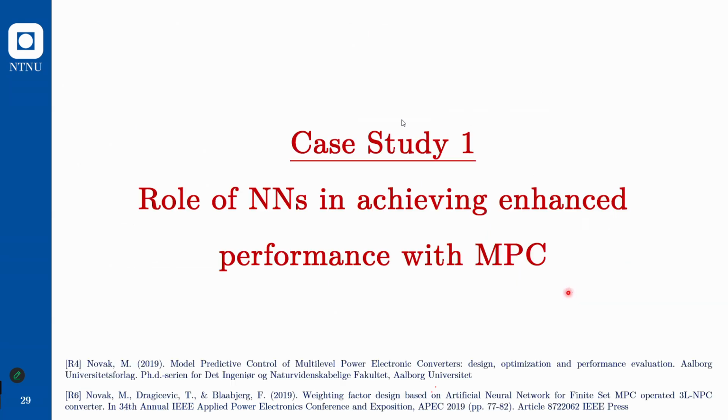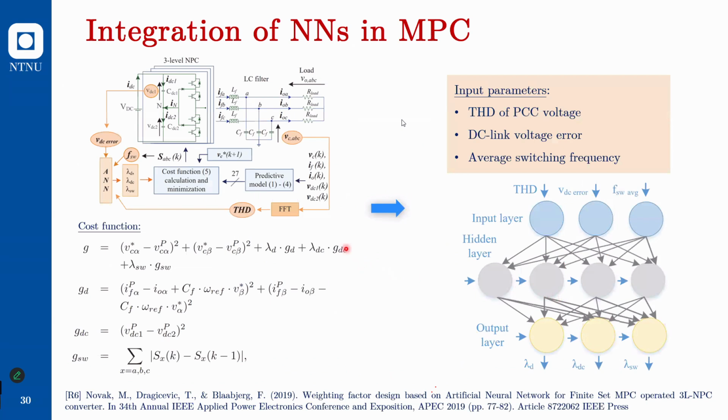With that, let's take an example of how the neural network addresses the issues or limitations of the model predictive controller. As I said, tuning the weight factor is a limitation or drawback of the MPC that we are going to address through the neural network. So for that, let's again consider a neutral point clamped converter. This is a fancy model predictive controller that is reported in this paper. With this kind of cost function, they achieve better performance compared to the standard MPC.